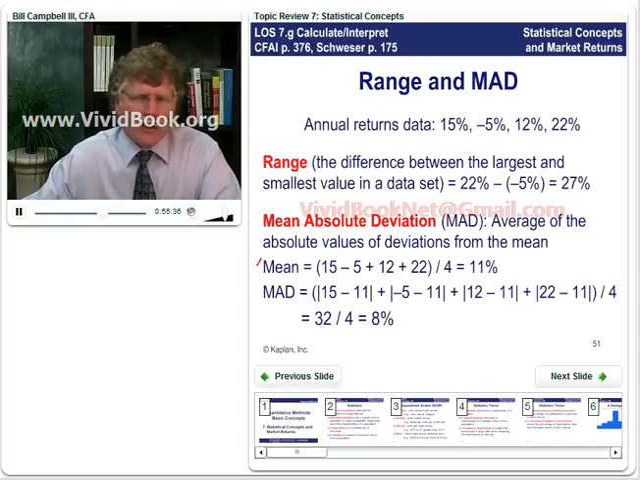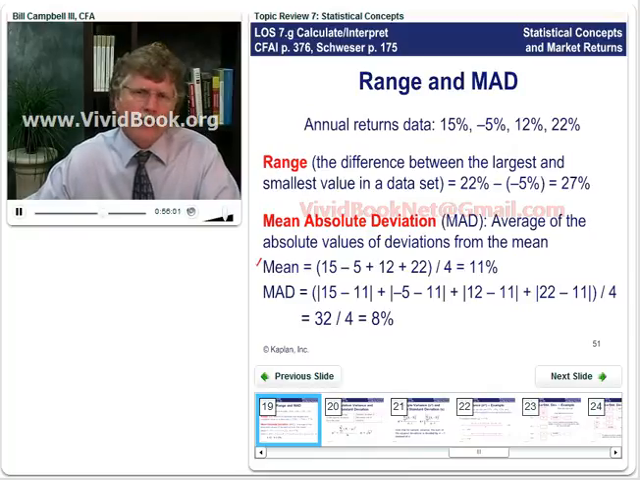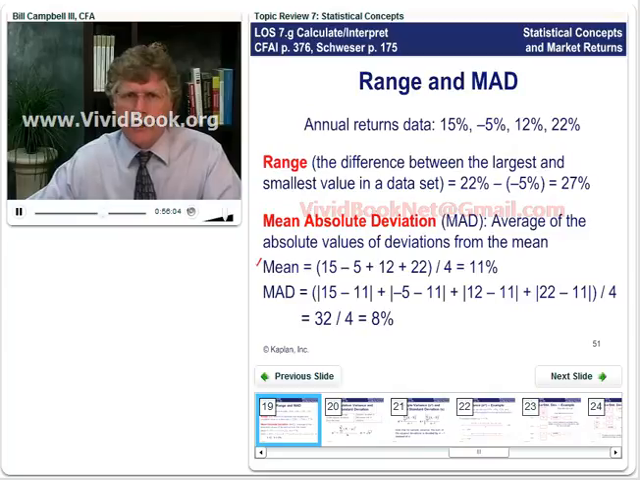Now, just as an aside, if we took 15 minus 11, and negative 5 minus 11, and 12 minus 11, and 22 minus 11, and added all those up, forgetting about absolute values for a second, we would always get 0. It always works that way, because some of our numbers will be positive and some will be negative. That won't tell us anything about how spread out they are when you always get an answer of 0.